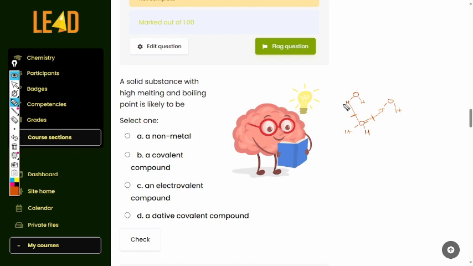A non-metal generally exists as a gas. So the molecules of that element are in gaseous form, which means that the molecules are free to move around. So they are not very bonded to each other. So it's easy to break the bond between them. A dative covalent bond is a type of covalent bond, and that also would have a low melting and boiling point. So the correct answer here is an electrovalent compound. Okay, and that is C.